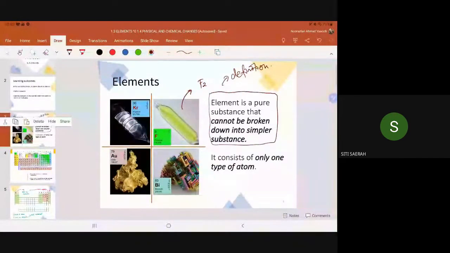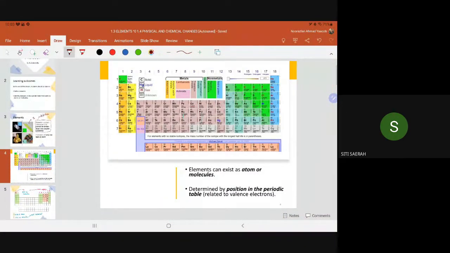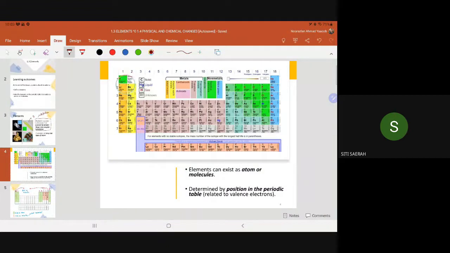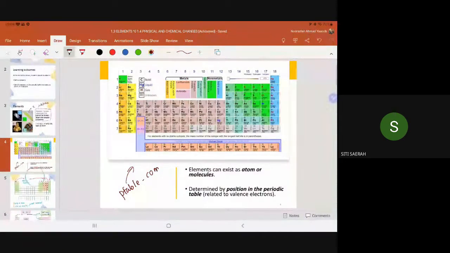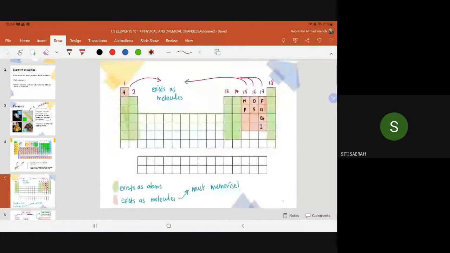Okay, so if we look at the periodic table, some of these elements exist as atoms and some exist as molecules. This is determined by the position in the periodic table. So there is a full periodic table. You can get this periodic table from the website ptable.com. It is an interactive periodic table website. We can see many features there. If we look at the blank periodic table, it is easier to compare.